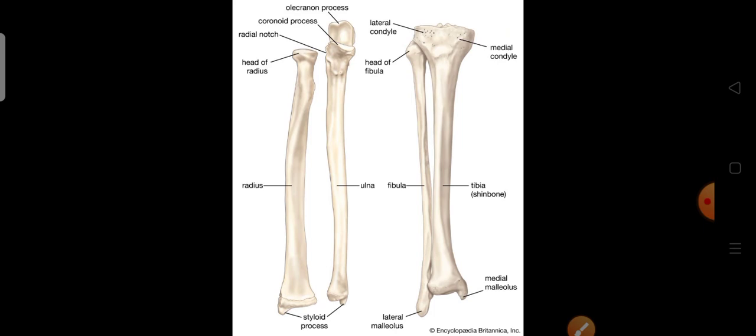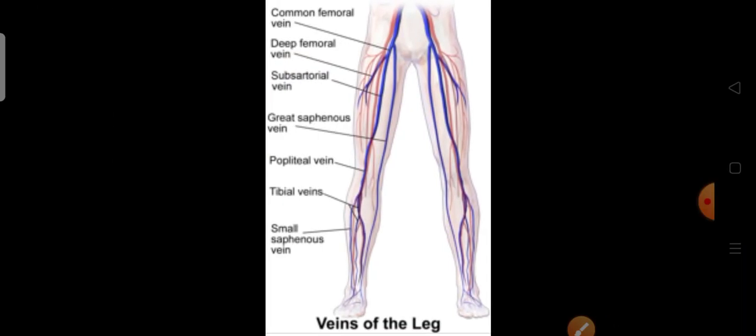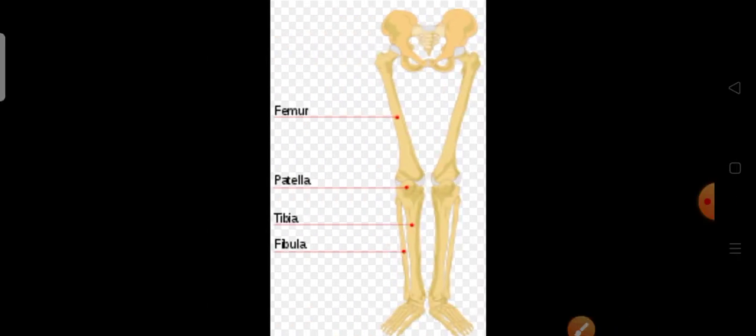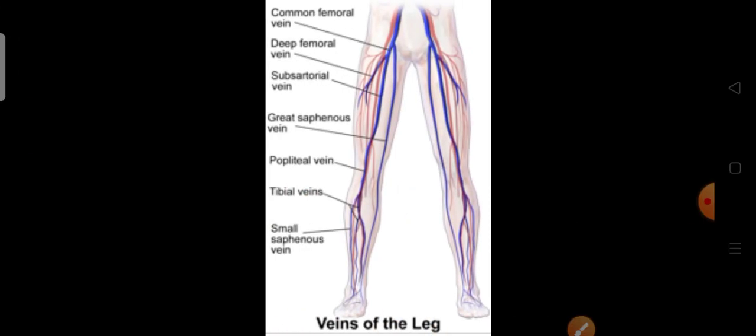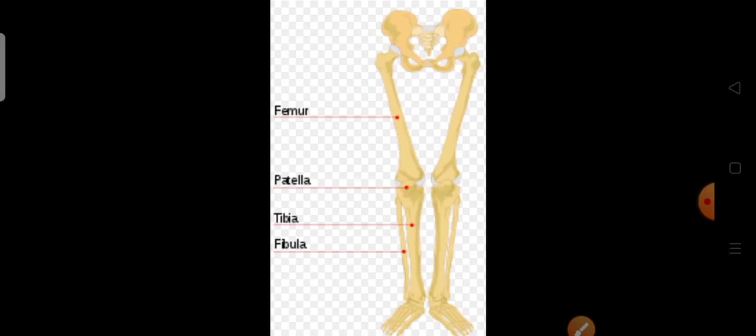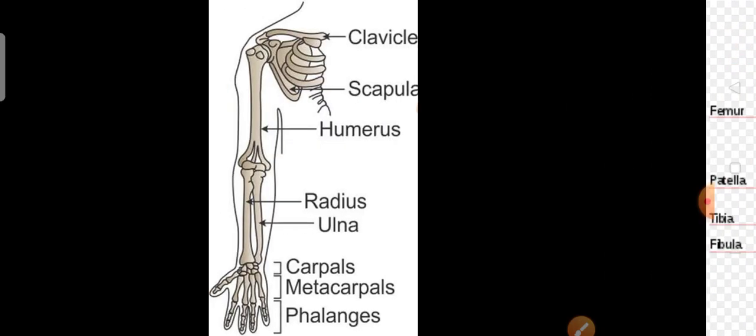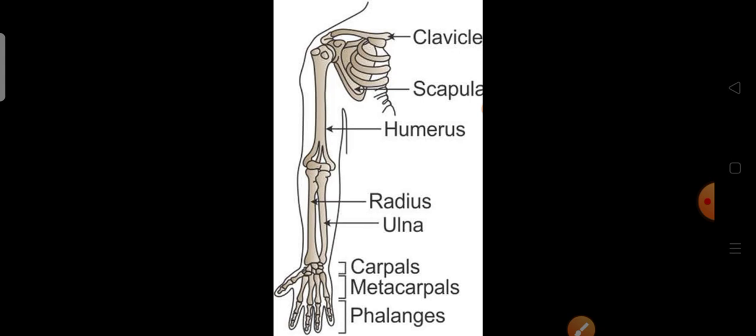Veins of the leg: small saphenous vein, tibial veins, popliteal vein, great saphenous vein, deep femoral vein. This is not related to this content, but okay: femur, patella, tibia, fibula, tarsals, metatarsals, phalanges. This is the clavicle, scapula, humerus, radius, ulna, carpals, metacarpals, phalanges.